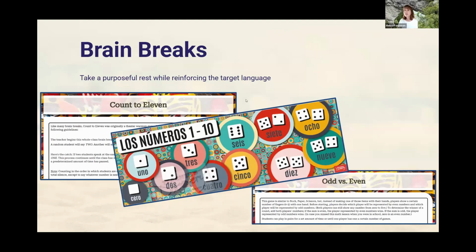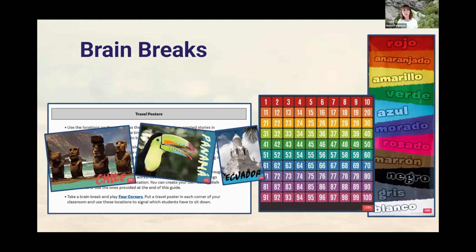And back to our colors, you can use the colors poster for, oh, I'm going to turn my video off because I think my internet's starting to get a little weak on me. So hopefully that solves the problem.